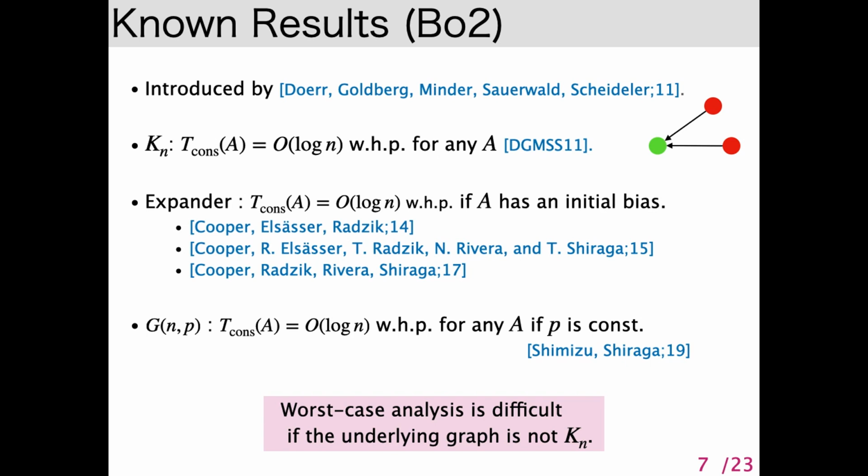There are several works that considered best of two on other types of graphs. But most of them also put an assumption on initial bias. Very recently, Shimizu and Shiraga proved that the consensus time is order log n on the Erdős-Rényi random graph G(n,p) if p is a constant. In their work, they did not put any assumption on initial bias. In summary, the worst-case analysis of consensus time with respect to initial configuration is difficult if the underlying graph is not a complete graph.